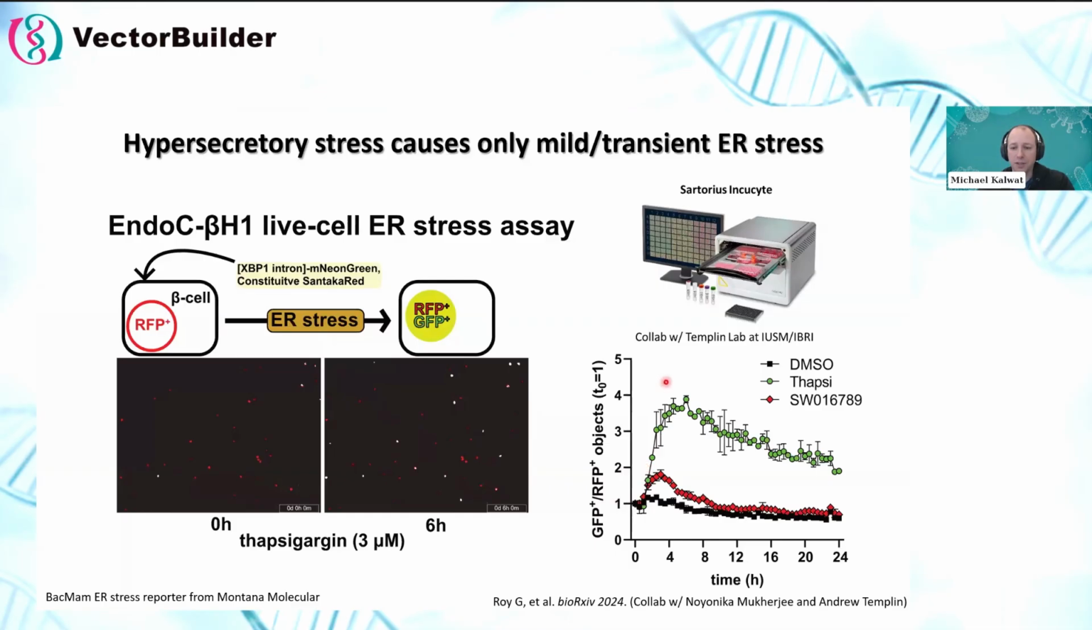Thapsigargin will induce a robust ER stress response that's maintained over a 24-hour period. This is going to eventually lead to apoptosis in the cells. Whereas if we treat with our hypersecretion inducing compound, there is a small increase early on, but it quickly subsides and is not very robust of a response. And these studies were in collaboration with the Templin lab here at IBRI.